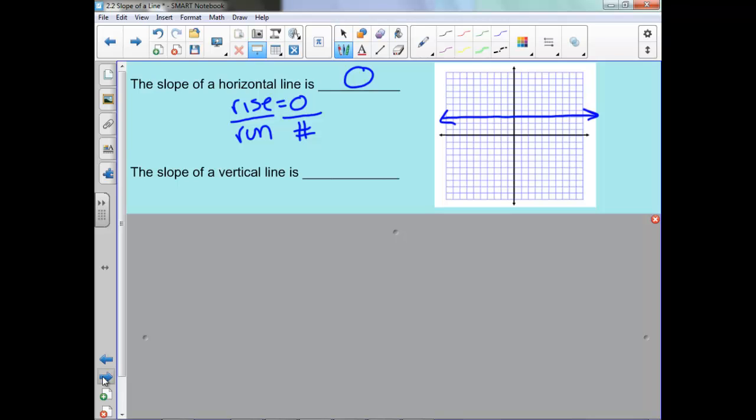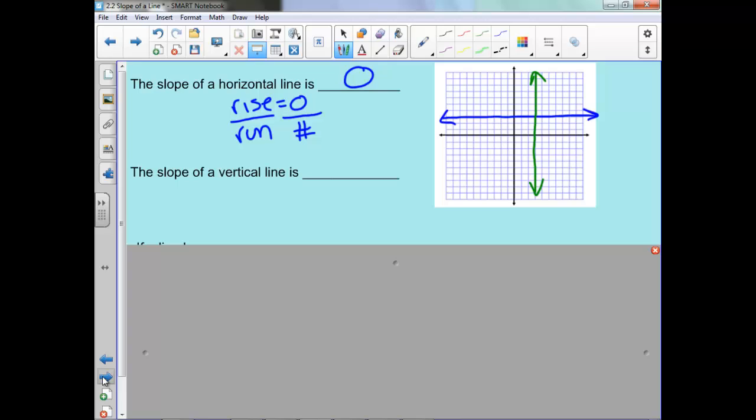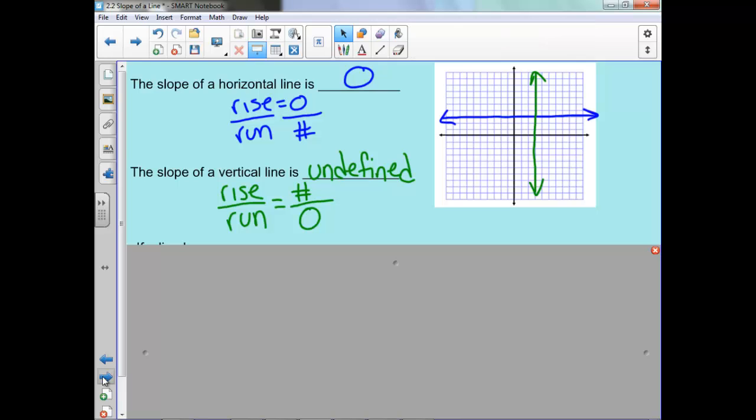Now on the same token, if we've got a vertical line, for example, this would be a vertical line. We're going to have rise over run again. But notice this time, we are going up and down, so we'll have a number up here, but we're not going left and right, so our denominator would be 0. We can't divide by 0, so this slope is undefined. So anytime we've got the slope of a horizontal line, it's going to be 0, and the slope of any vertical line is undefined.